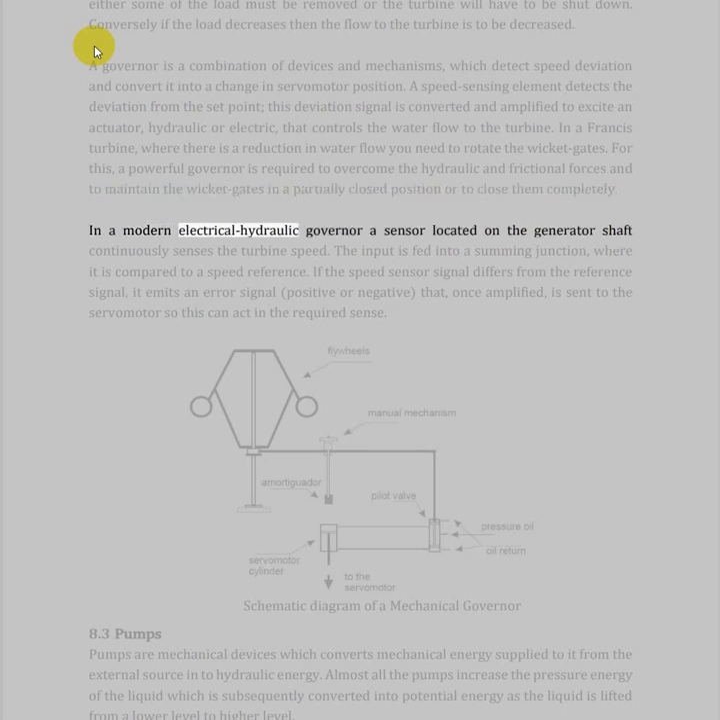In a modern electrical hydraulic governor, a sensor located on the generator shaft continuously senses the turbine speed. The input is fed into a summing junction, where it is compared to a speed reference. If the speed sensor signal differs from the reference signal, it emits an error signal, positive or negative, that, once amplified, is sent to the servomotor so this can act in the required sense. Schematic diagram of a mechanical governor.